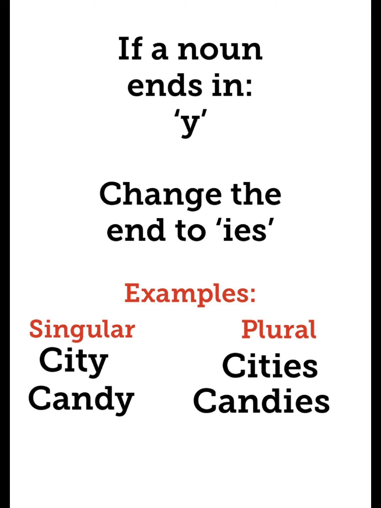If a noun ends in Y, you can usually change it to end in IES. Example, city turns into cities, and the Y changes to IES. Same with candy turns into candies, IES.